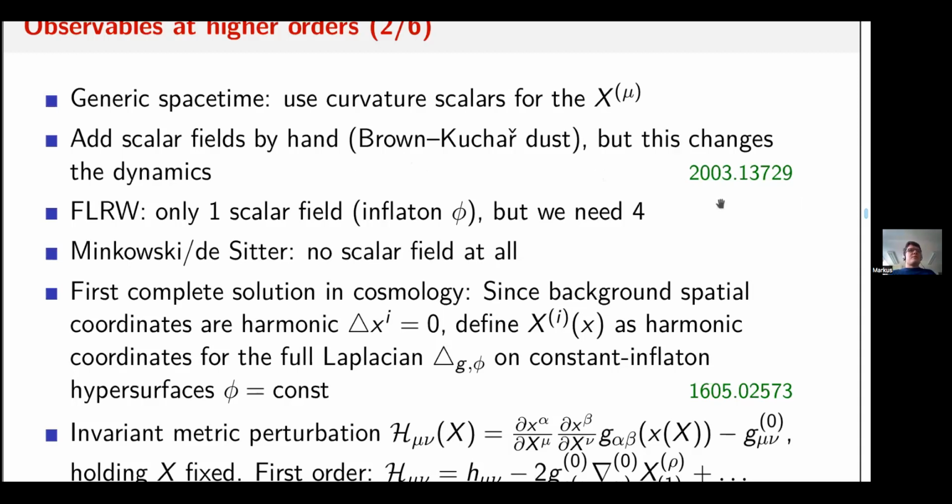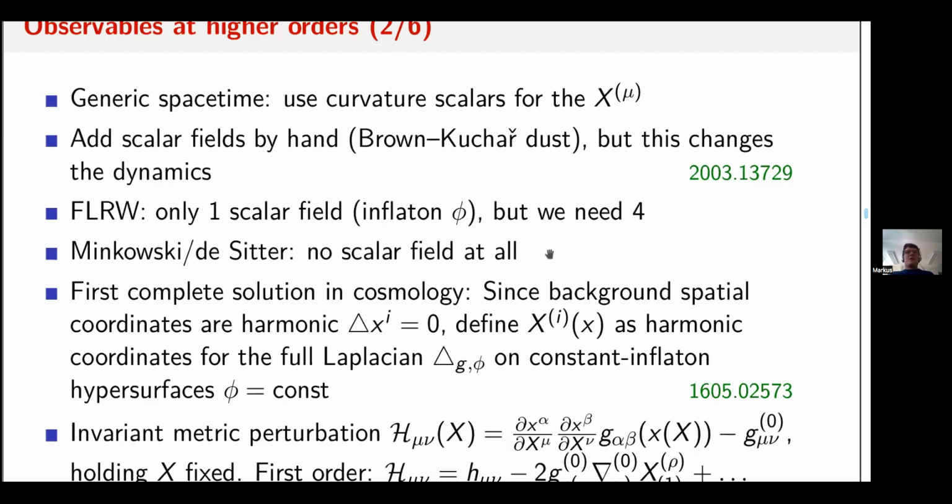This has been very, very nicely elaborated in this paper by people from Erlangen, so working on loop quantum gravity. So maybe this is also not what you want to do. And then you think that, well, we want to do cosmology. In cosmology, at least we have one scalar field. I told you before, there's the inflaton that generates dynamics, that's a scalar field, but we need 4. So there's a problem. And if you look at Minkowski or de Sitter, there's no scalar field at all. It's just pure metric. Or even in Schwarzschild, there's no scalar field.